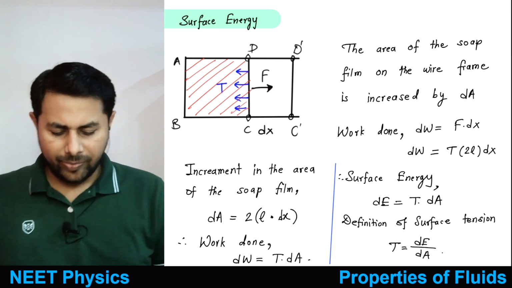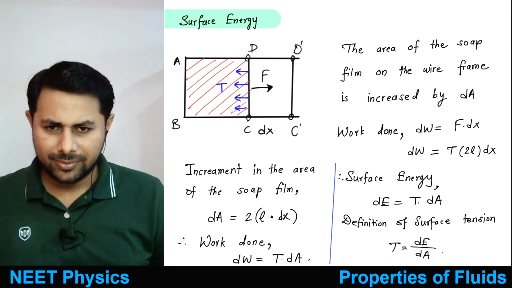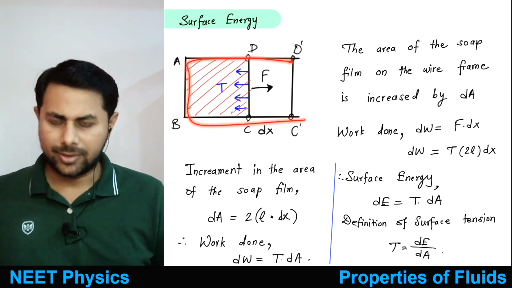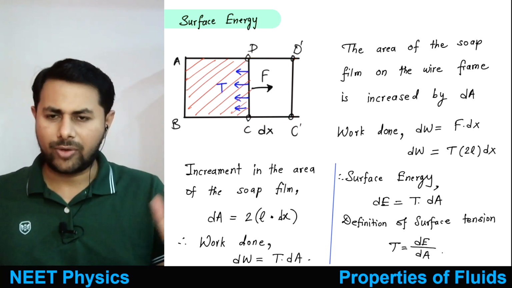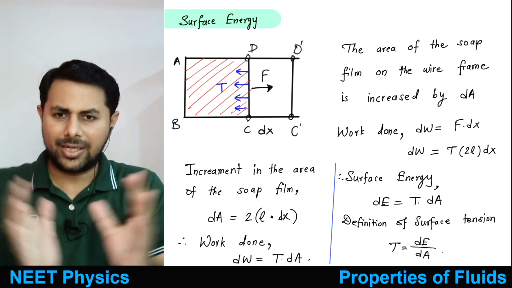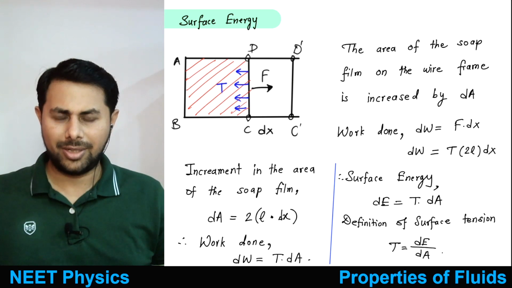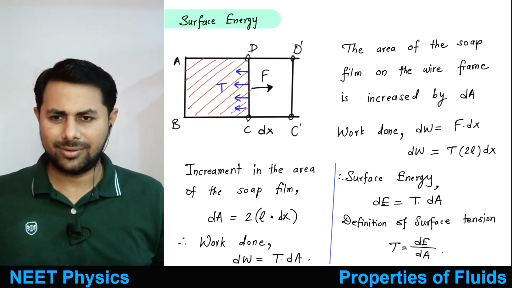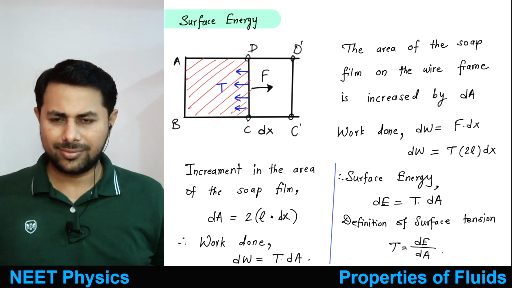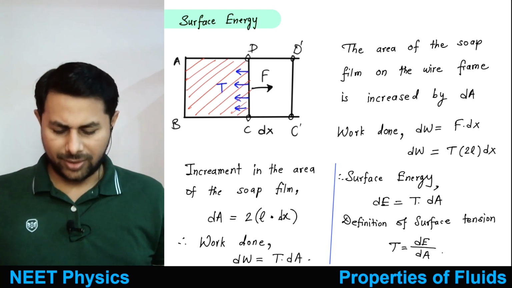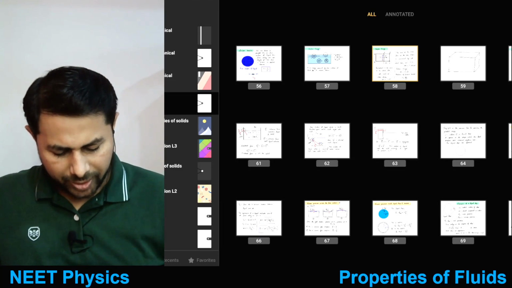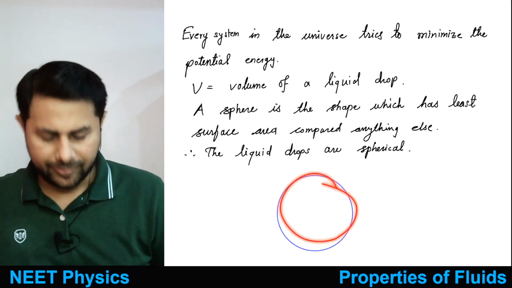Okay, but if you leave this wire, no problem, I am explaining this. If you take this example, suppose you leave this wire as it is, what will happen? The soap film will shrink. By shrinking, what will it do? It will decrease its potential energy, right? Yes, no?